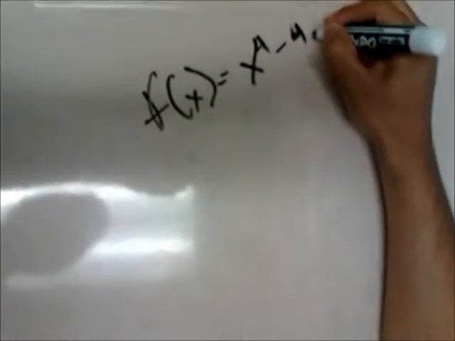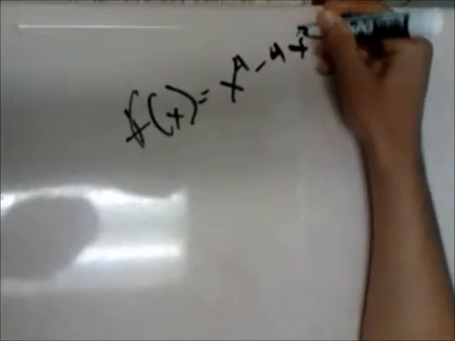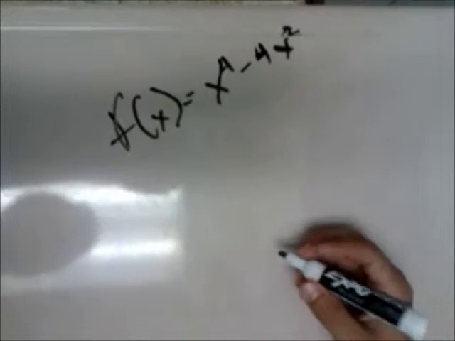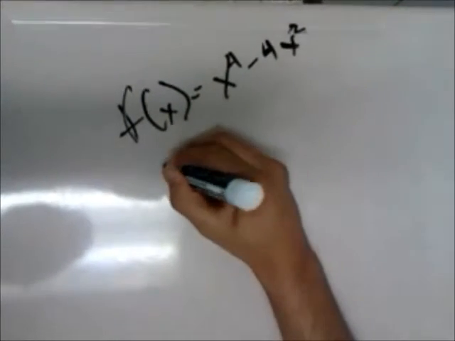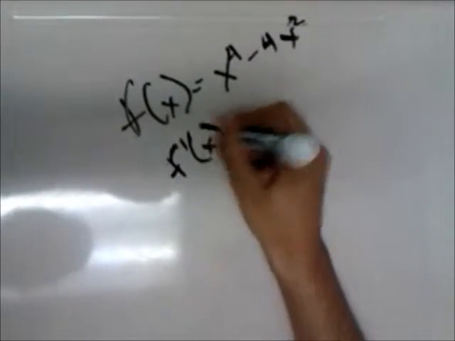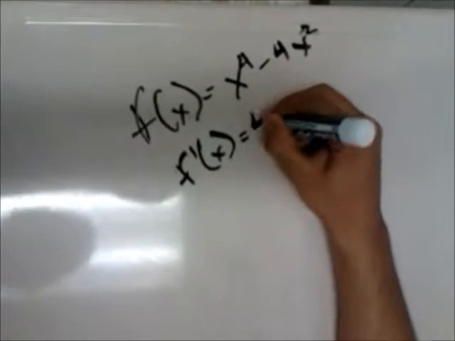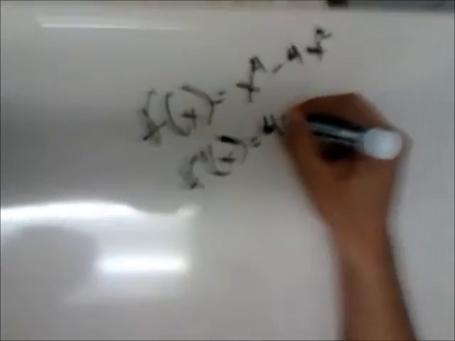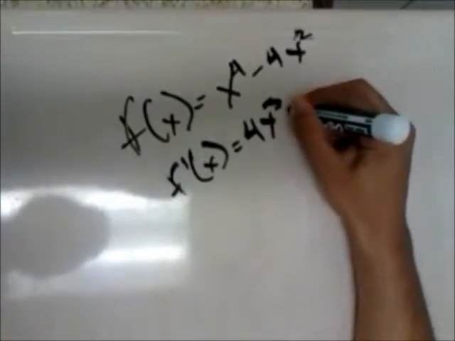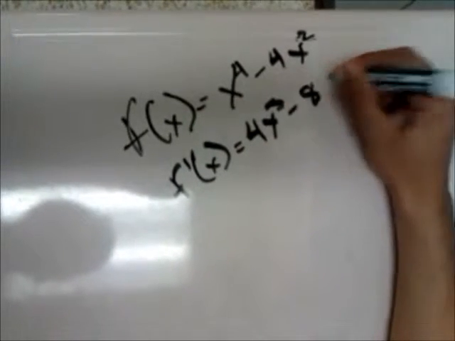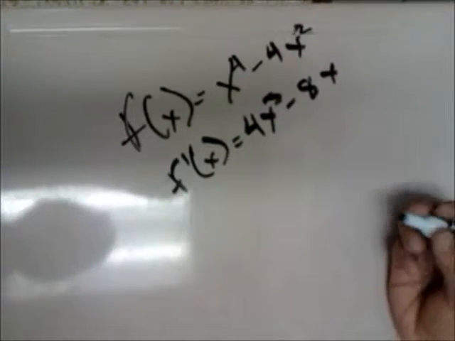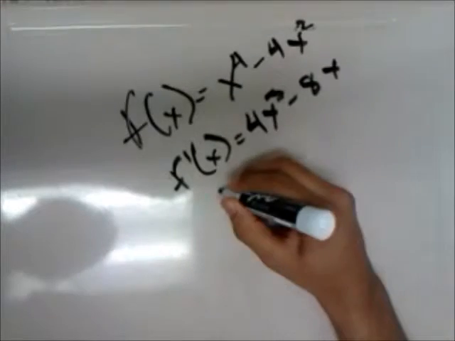minus 4x squared. Okay, so now we just find the derivative. F prime of x is equal to 4x cubed minus 8x. And now we just make the equation equal to 0.